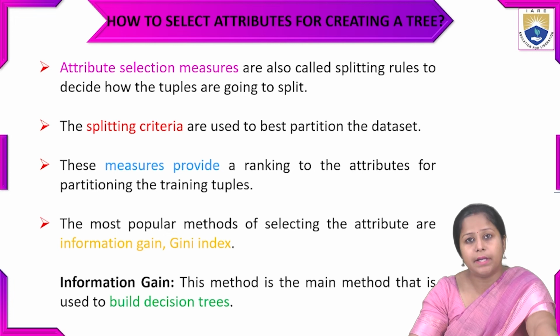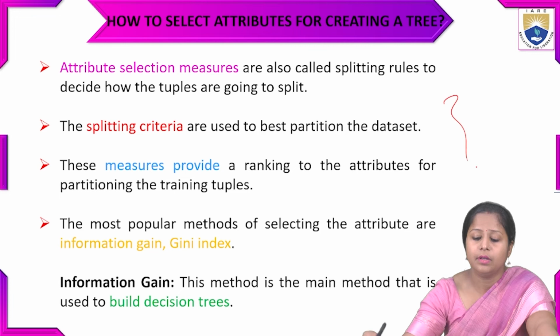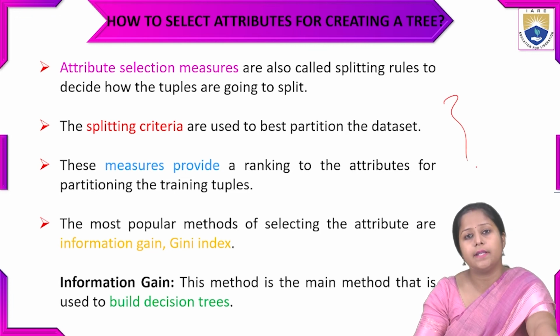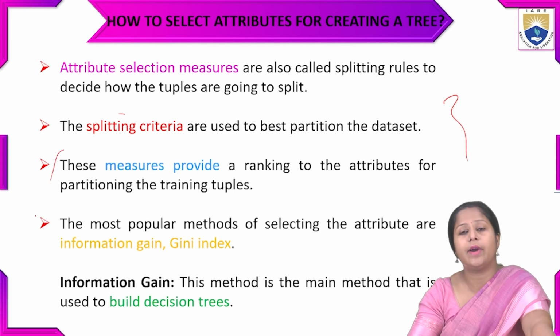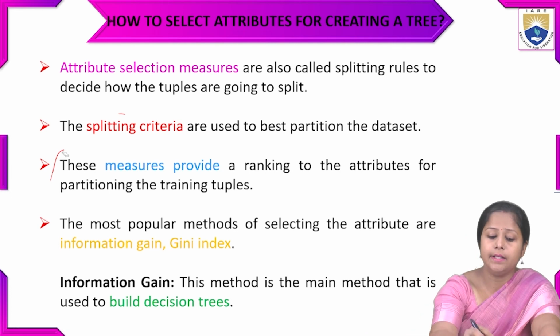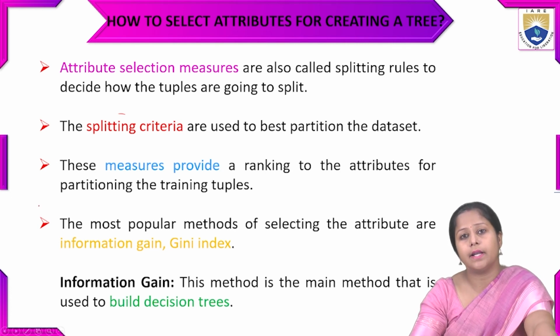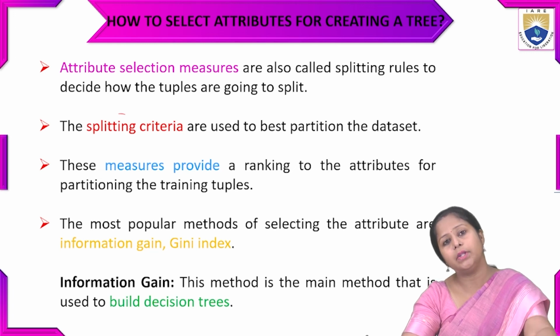The splitting criteria is used to find the best partition of the dataset. From the dataset, what will be the best attribute to use as a splitting node? These measures provide a ranking to the attributes for partitioning the training tuples, giving the best, then the next best, and so on. That will be the chain.